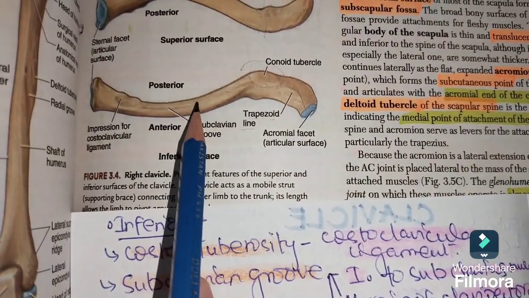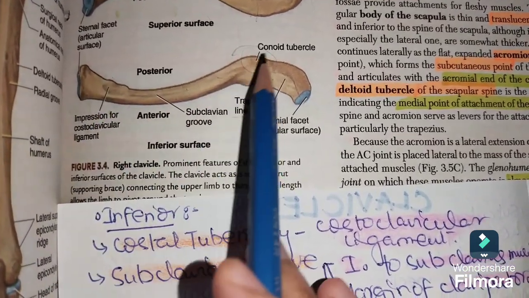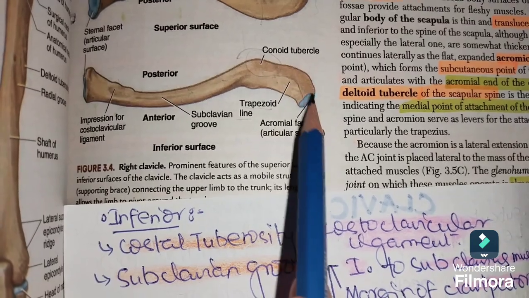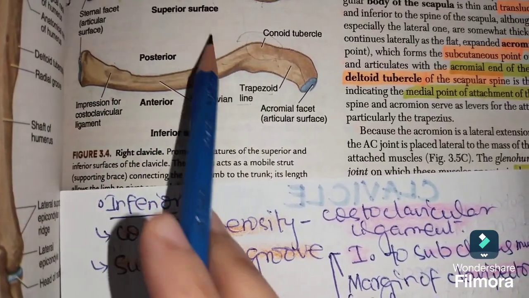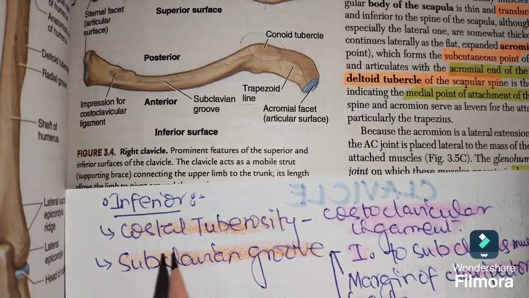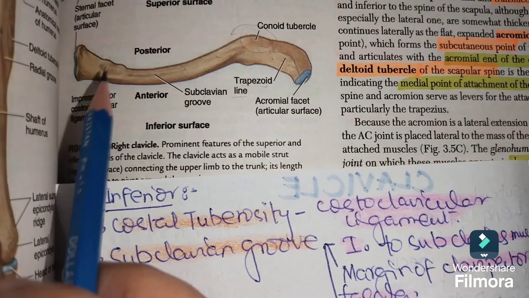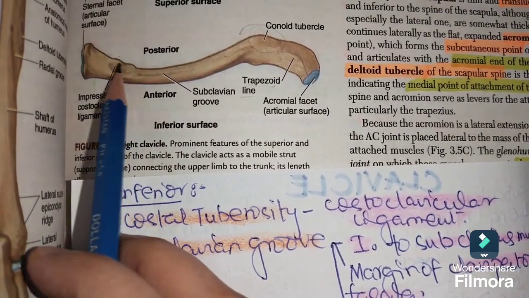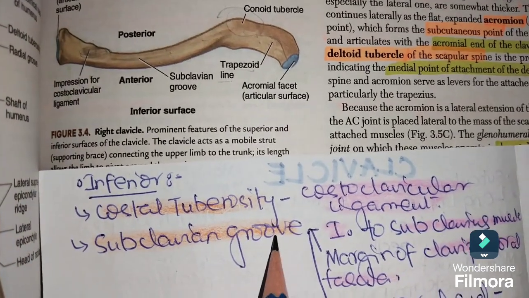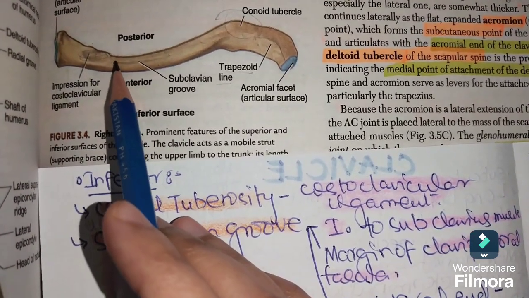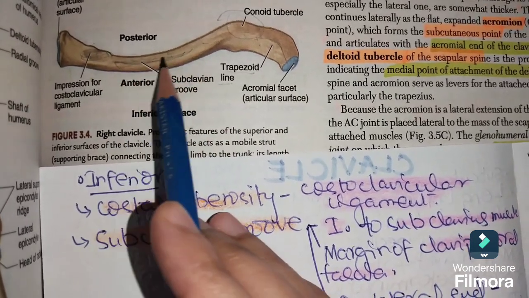So in this picture we can see the inferior surface of the clavicle, and here we can see that the inferior surface of the medial 2/3 of the clavicle has got 2 very important features: the costal tuberosity, which is here, and the subclavian groove. Here, this groove is called the subclavian groove.